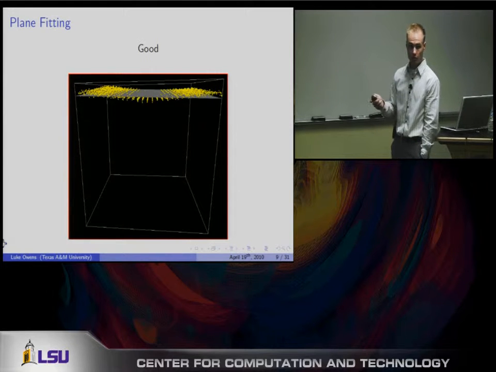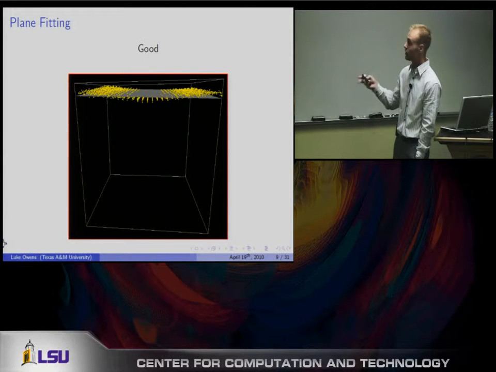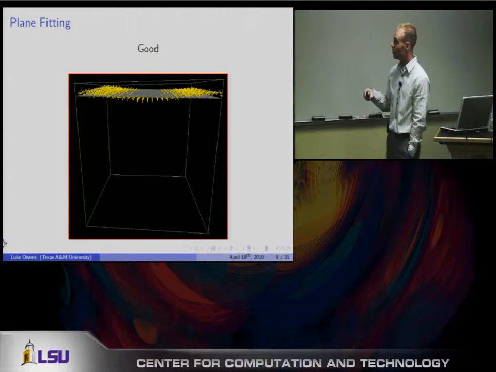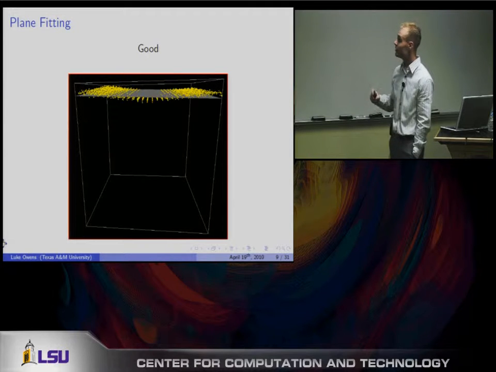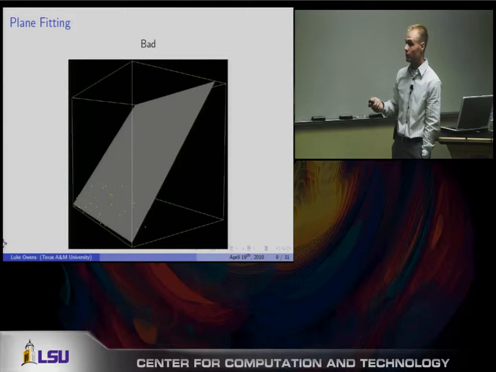Pretty good, right? So this is taken from the building. Here are data points in yellow. They happen to be near the top of this one cube, and we fit a plane to it, and this is the planar fit that we get. The plane is close to the data points, and the data points are close to the plane. But what about this case here?